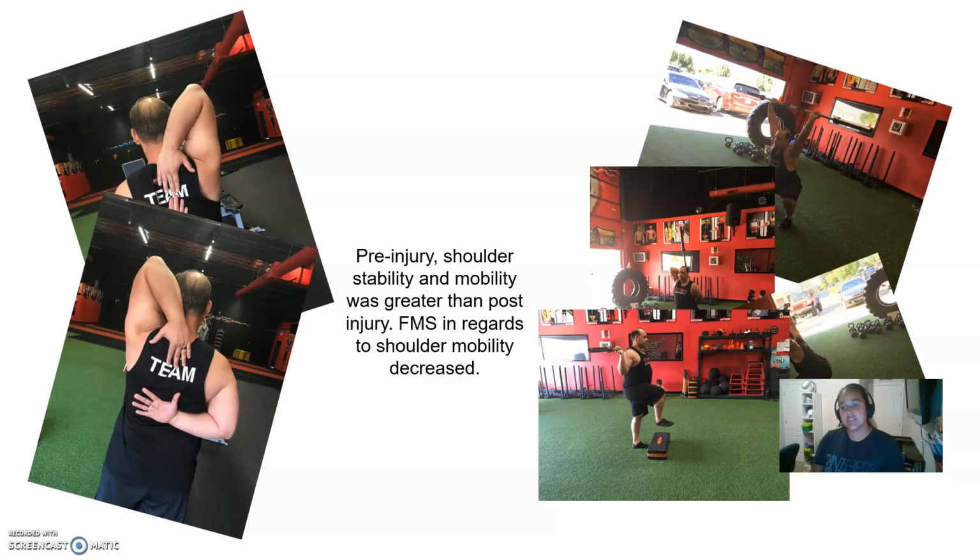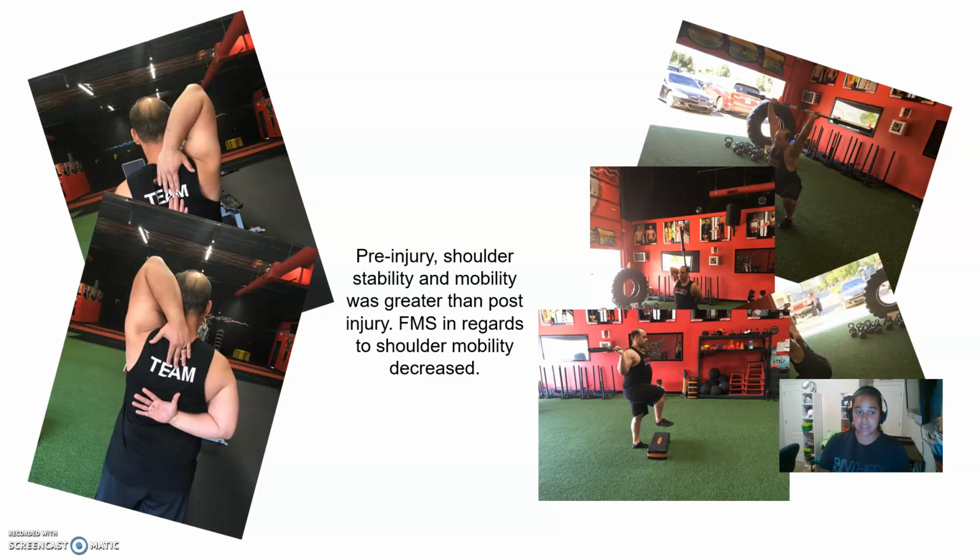And then on the other side, you see other pictures, and you see he scored a 3 on the deep squat, and some of the other functional movements. Now, the FMS has 7 movements: the deep squat, the hurdle step, the inline lunge, the active straight leg raise, trunk stability push up, shoulder mobility, and rotary stability.